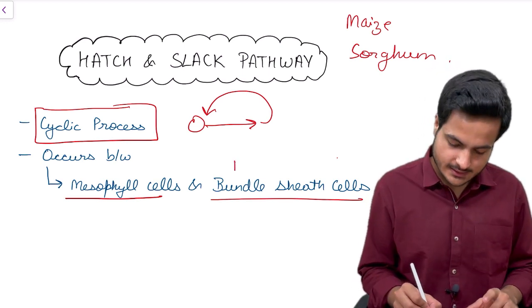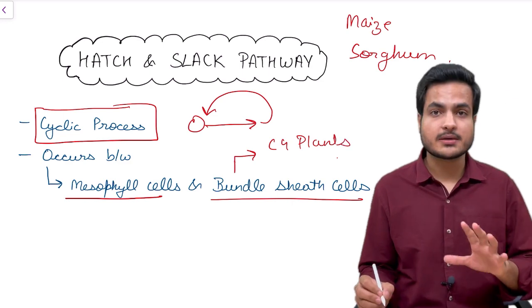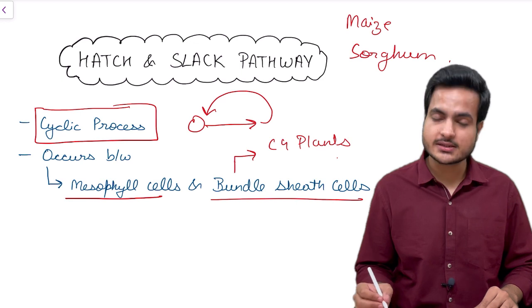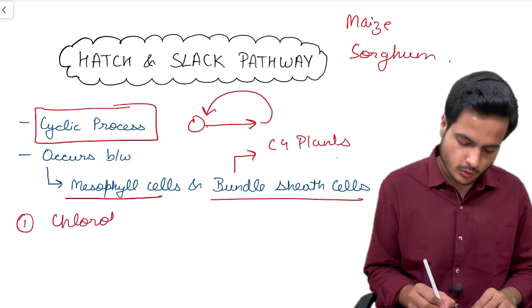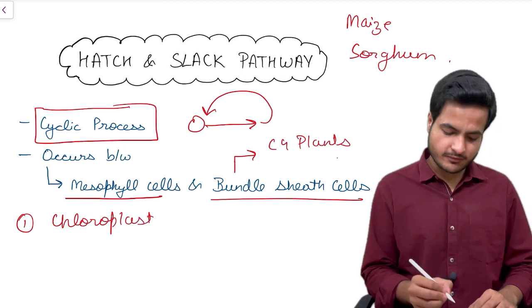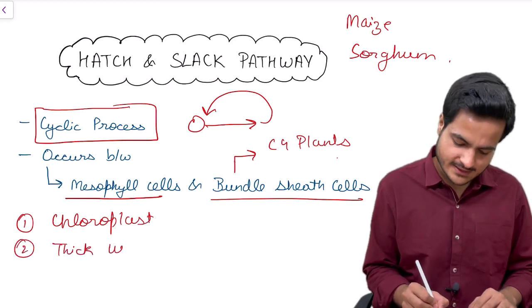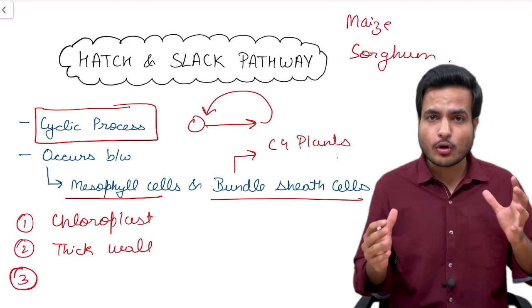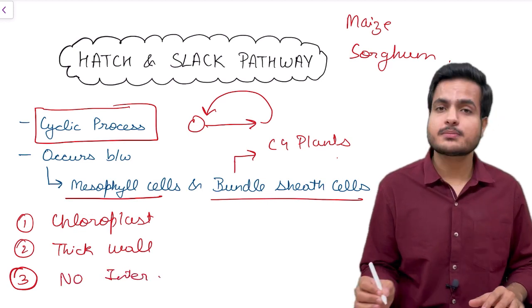Bundle sheath cells are the characteristic cells of C4 plants. These are absent in C3 plants. We have dealt with three characteristic features of these cells. The first one was they have a large amount of chloroplast in them. The second feature was their wall is thick, which makes gaseous exchange difficult. And the third feature is that they are very compactly packed, therefore they have no intercellular spaces between them.